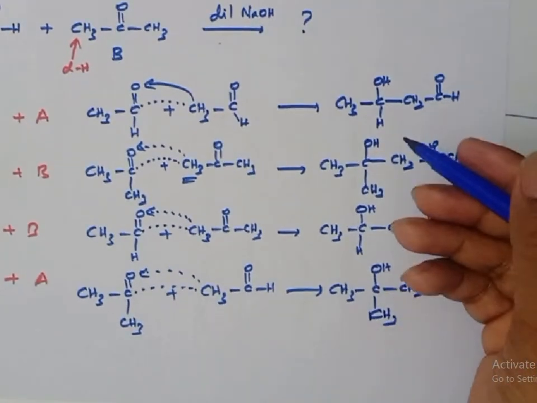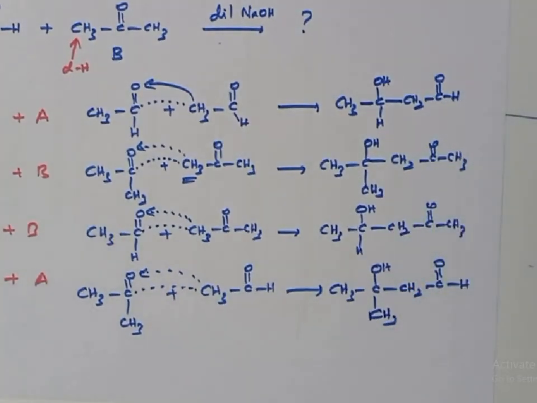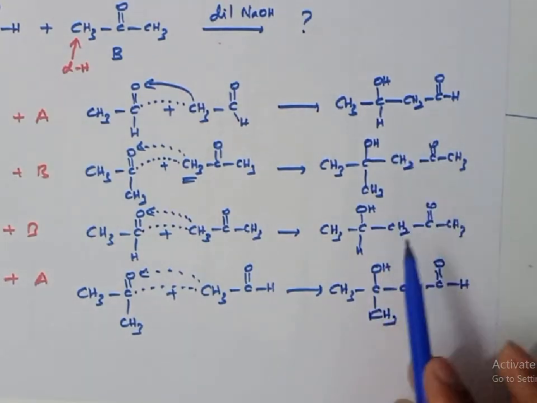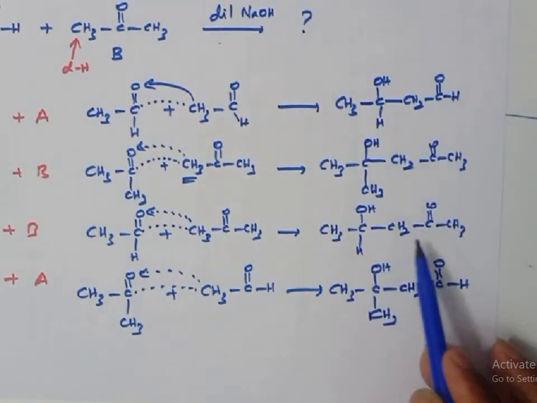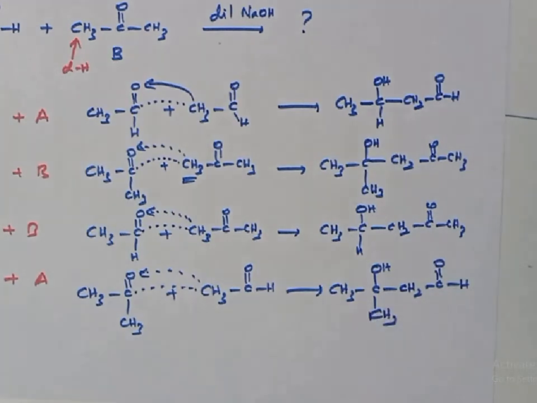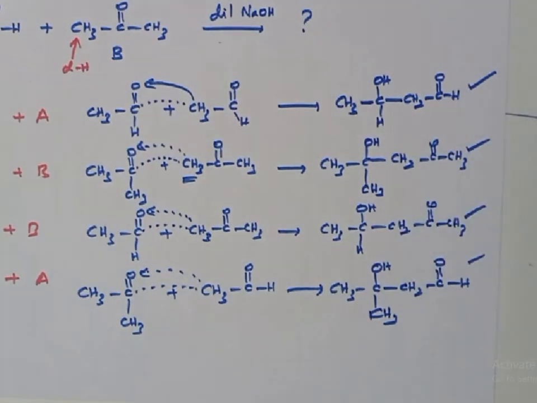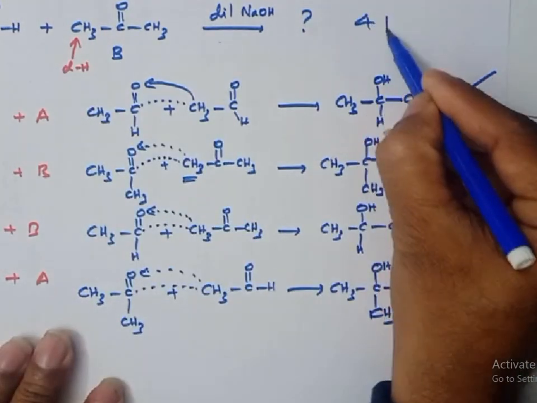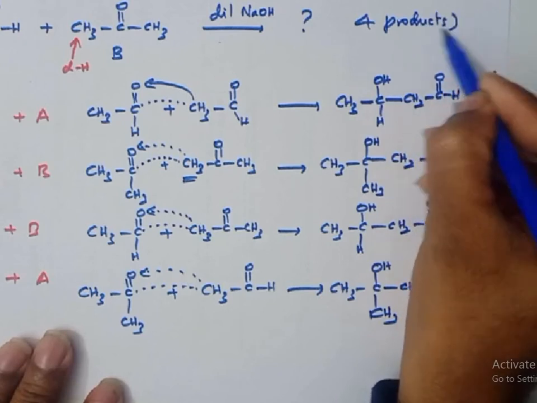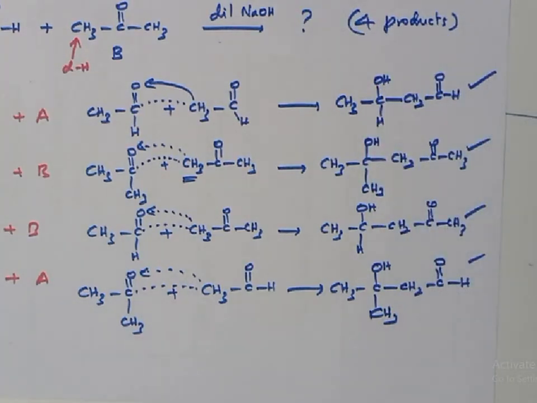Observe this, students. All the four products are different. This is the AA product. This is the BB product. This is A with the B enolate ion. This is B with the A enolate ion. Take note. So we get a mixture of these four products. So in this reaction, you'll get four different products, not a single product. Right? Take note.